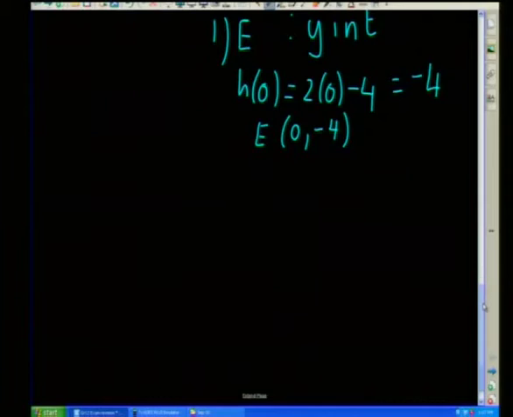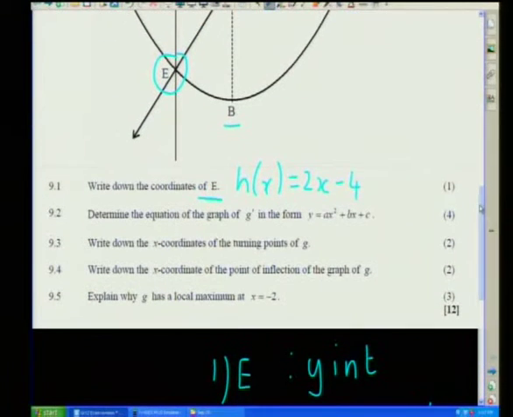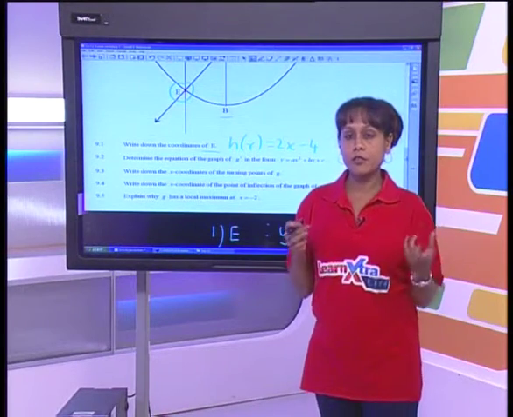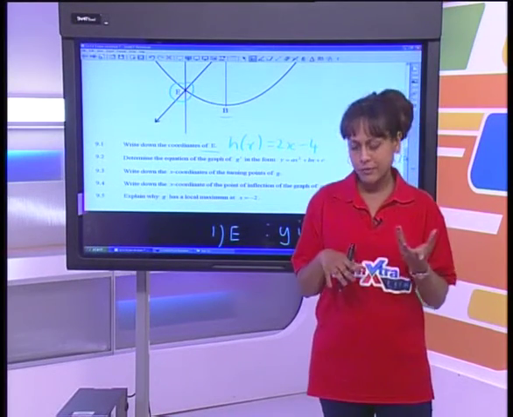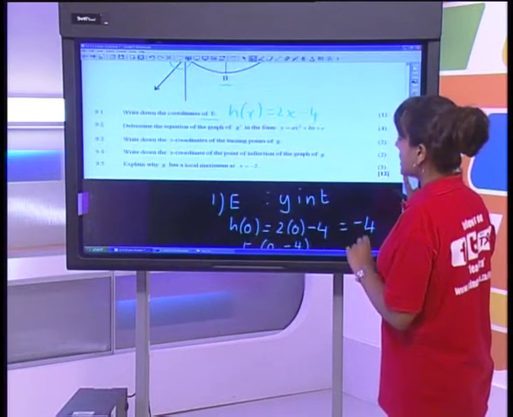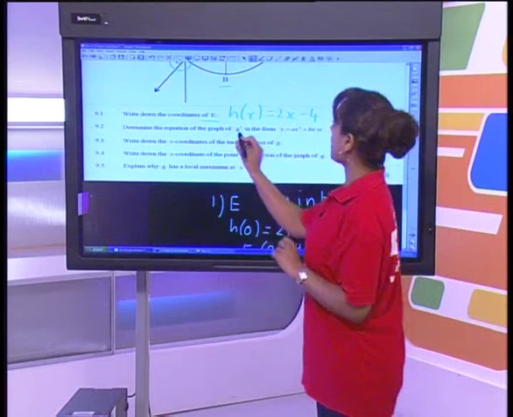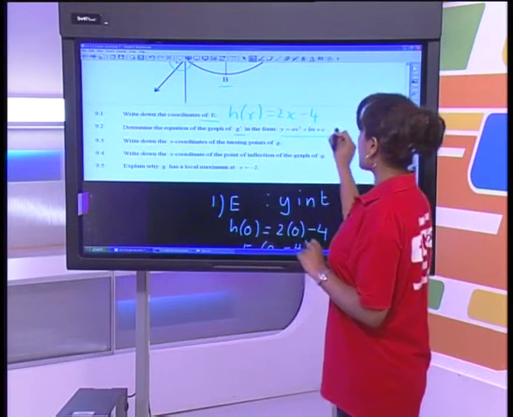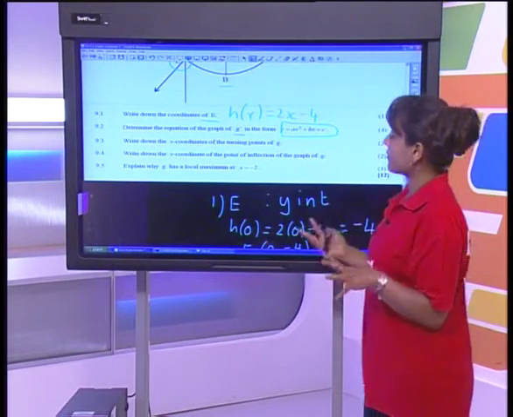Okay, so the first question, nice and easy, just working out the y-intercept of the straight line, which is obviously going to then be the y-intercept of the parabola. Okay, the next question for 4 marks. Determine the equation of the derivative graph in that form y is equal to ax squared plus bx plus c.